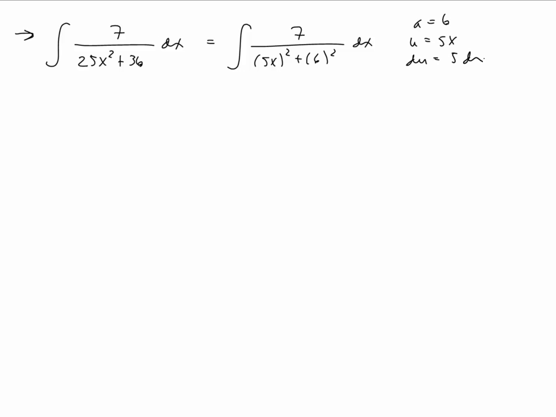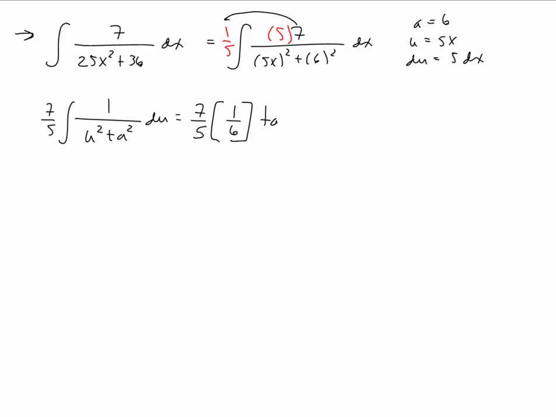du is 5 dx. So I have all this stuff going around. So I multiply by a 5 on the inside, compensate with a 1/5 on the outside, and I can pull the 7 out too, and I have 7/5 integral 1 over u squared plus a squared du. So this is going to be 7/5, and then this integrates into inverse tangent, which is 1 over a inverse tangent of u over a. Now again, you always have to have the parentheses around the arguments of your trig functions. Simplify, this is 7 over 30 inverse tangent 5x over 6 plus your constant of integration because this is an indefinite integral.